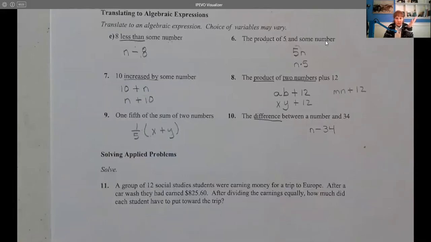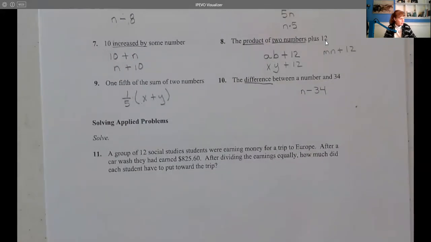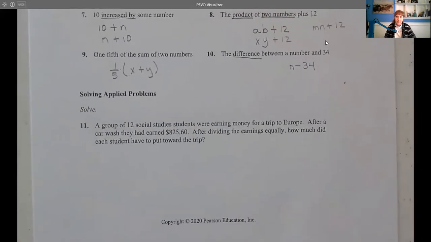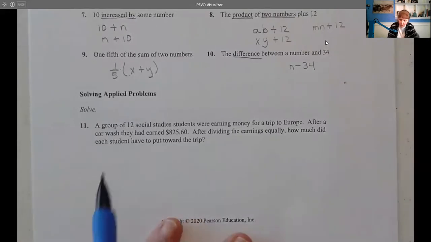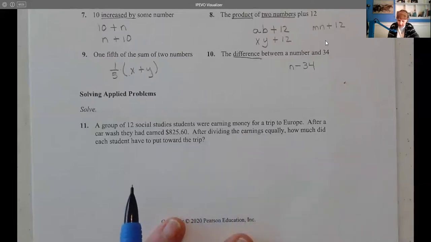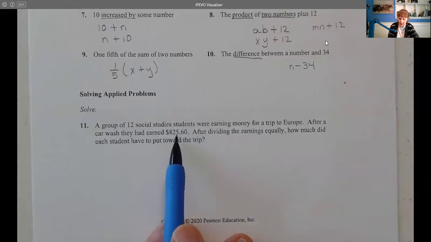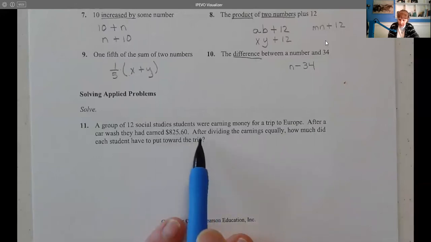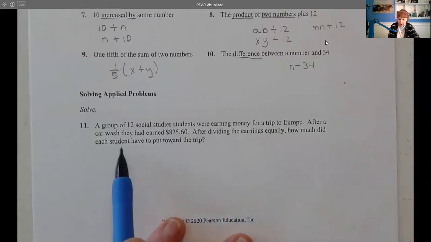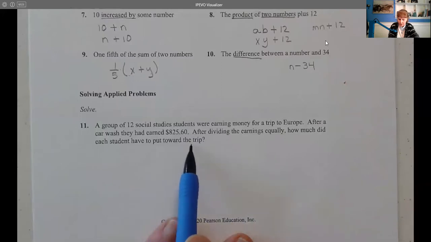Okay, we're going to do a few story problems. Some of them shouldn't be too bad. Some might be a little bit more difficult, but maybe not. But let's practice a few of these and be done with this chapter. Then start chapter 6. All right, we have a group of 12 social studies students who are earning money for a trip to Europe. After a car wash, they had earned $825.60. After dividing the earnings equally, how much did each student have to put towards the trip?